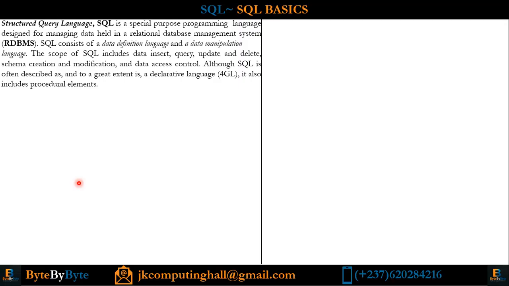The scope of SQL includes data insert, query, update and delete, schema creation and modification, and data access control. But when it comes to Advanced Level Computer Science 795 and ICT 796, the scope of SQL will be limited to data insert, query, update, delete, and schema creation and modification, nothing related to access control. Although SQL is often described as, and to a great extent is, a declarative language, it also includes procedural elements.